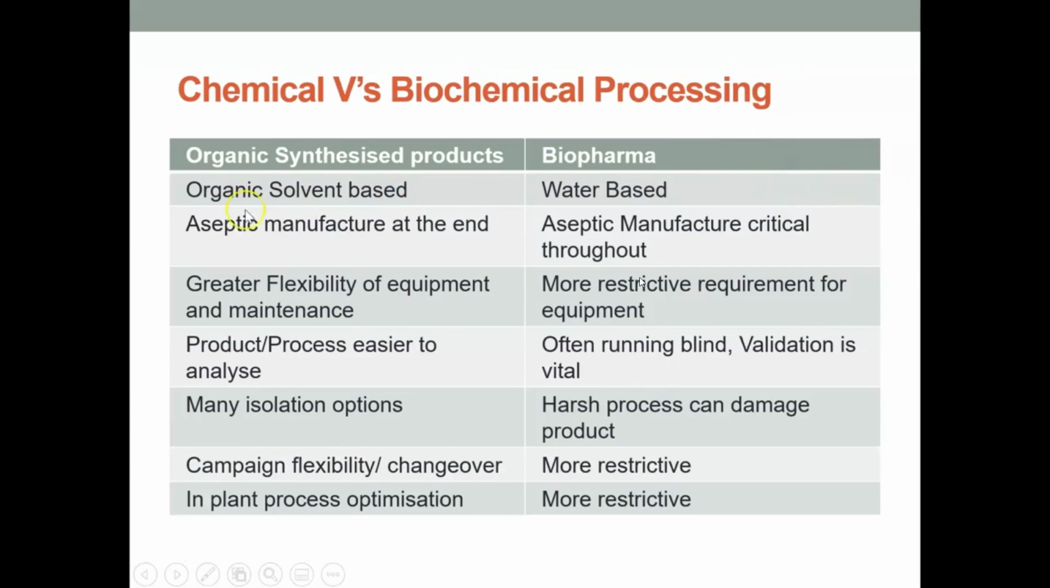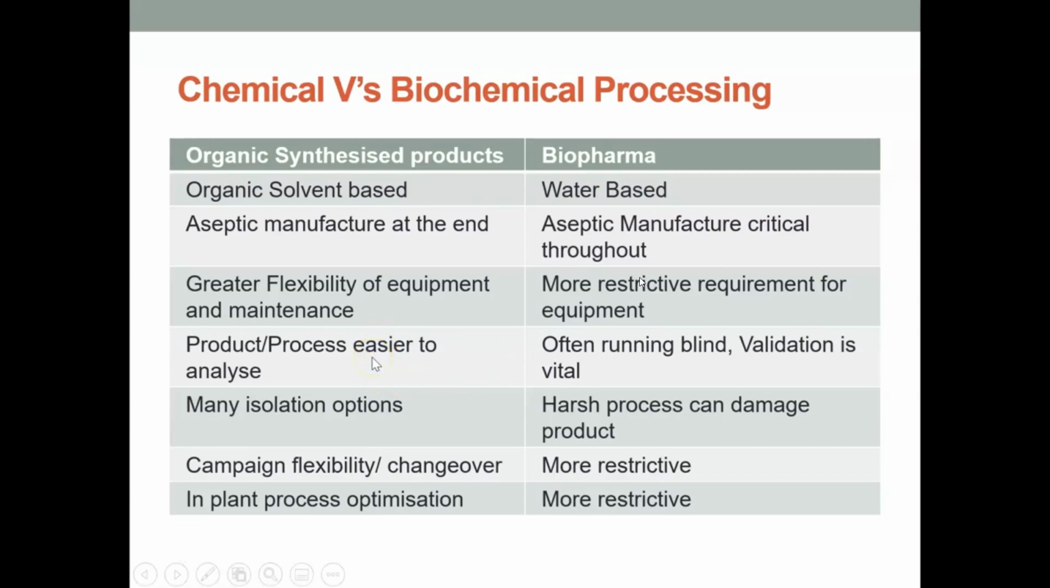This is just an interesting slide. It gives you some differences between the organic synthesized product and the biopharma industry. So generally you're talking about an organic solvent-based manufacturing process. In the biopharma, it's generally water-based. In API and in finished product, often your aseptic manufacture would only be at the end. The rest of the process wouldn't be aseptic. Whereas in biopharma, the aseptic manufacture is critical throughout the entire process. In the chemical side of things, you have greater flexibility of your equipment and the maintenance of it. In biopharma, it's much more restrictive for your equipment and how you use it.